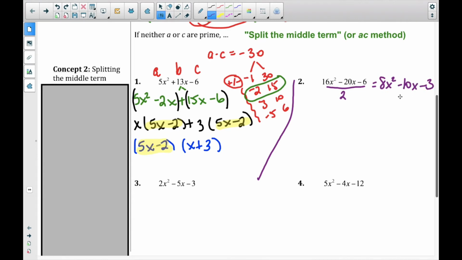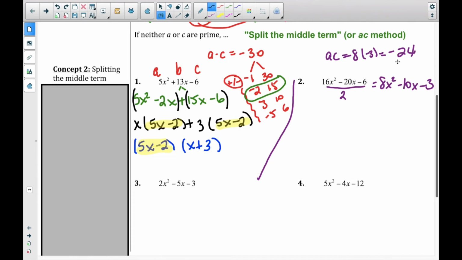Now it appears a little bit less intimidating, a little bit lower numbers, a little bit easier to do. Okay, so let's take our AC from this. So our AC is 8 times negative 3, which is negative 24. Now, from that AC, we need to decide what adds up to negative 10.